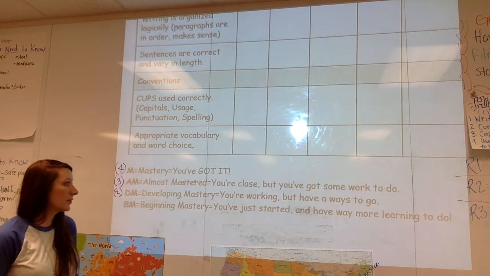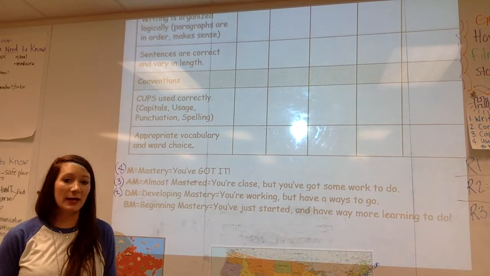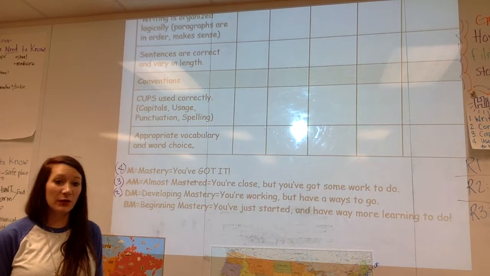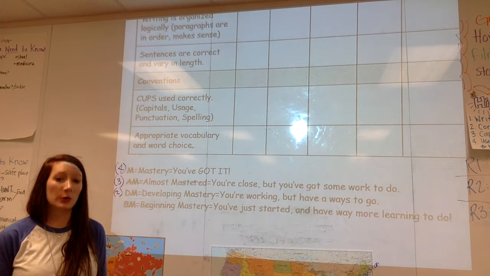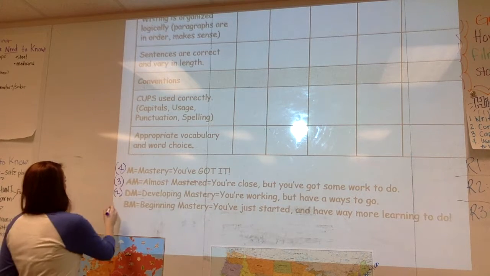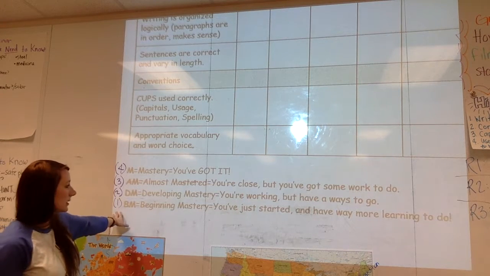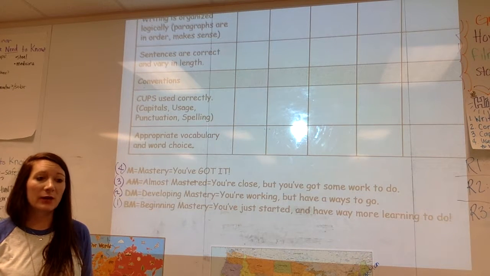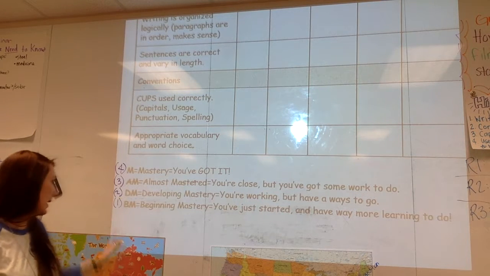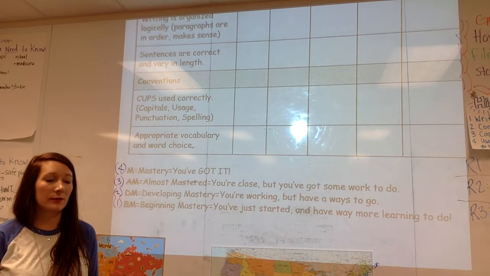So the DM is if your partner is developing mastery. For example, sentences are correct and vary in length. Maybe they have some 5th grade sentences, but not quite enough for you to say that they've mastered it or that they're almost there. And finally, beginning mastery, BM, you can think of this as like a 1. It means you've just started and you've got a lot more learning to do. So if you've got very far to go, you're a little ways from mastery, you've got some more practice, then a BM would be what you would give someone in that situation.